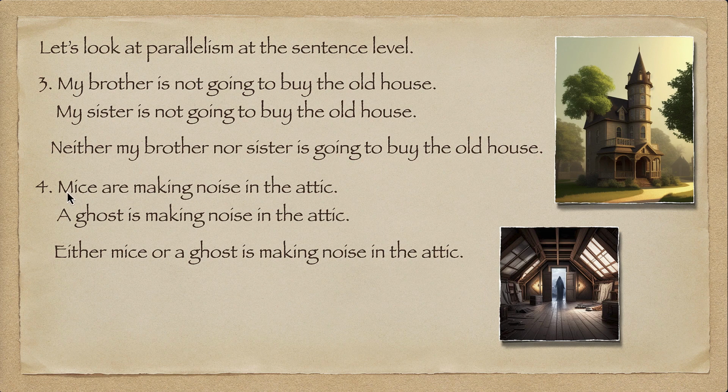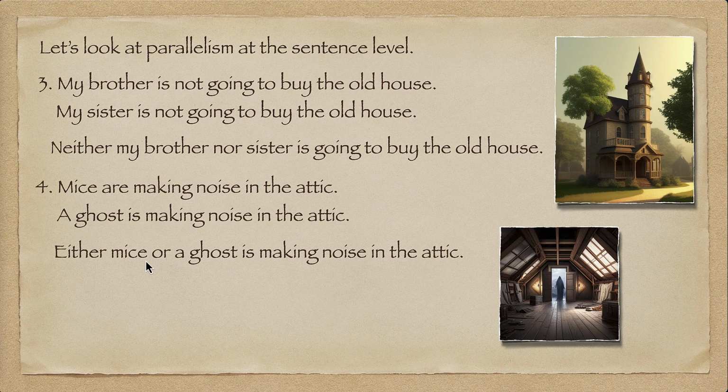And same with number 4. We have two subjects we're looking at, but only one possible action. One subject is mice, the other subject is a ghost. We don't know which is making the noise in the attic. So again, we have one possible action, but two possible subjects. So we would say that the mice and a ghost are in parallel structure. Okay, so we would put either before mice or a ghost is making the noise in the attic.